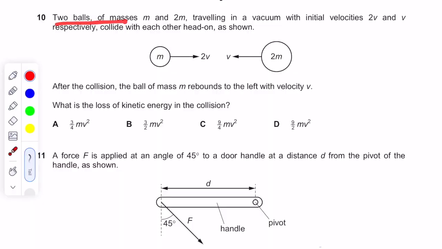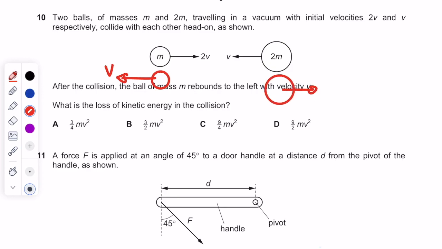Two balls of mass m and 2m traveling in a vacuum with initial velocities 2v and v collide with each other head on. After the collision, the ball of mass m rebounds to the left with v. What's the total loss of kinetic energy? Loss we are talking about. So let's draw here. After the collision, this ball will move to the left at the speed of v. Let's find out what will be the speed of this bigger ball, let's say v dash.